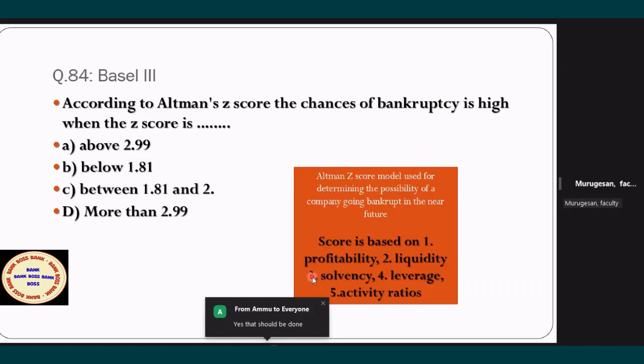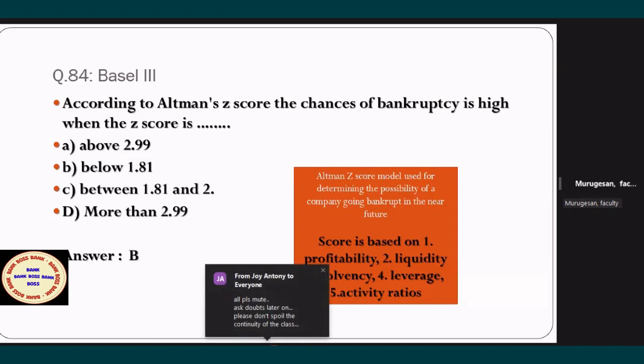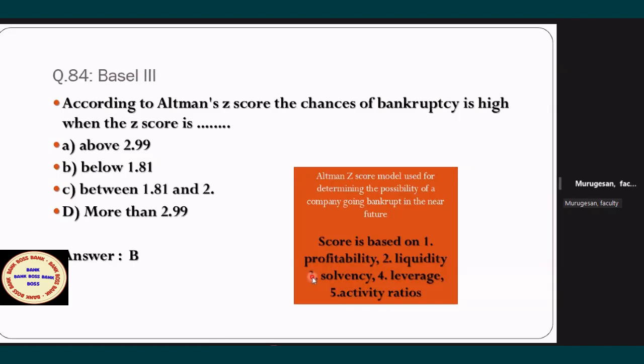Okay, friends. So question 84, Basel 3 ultimate Z-score is a risk. We are all interrelated, don't worry. All four subjects: international banking, risk management, treasury management, balance sheet management, are four times 25, 100 marks. They will ask 100 questions, and you have to answer in 120 minutes.